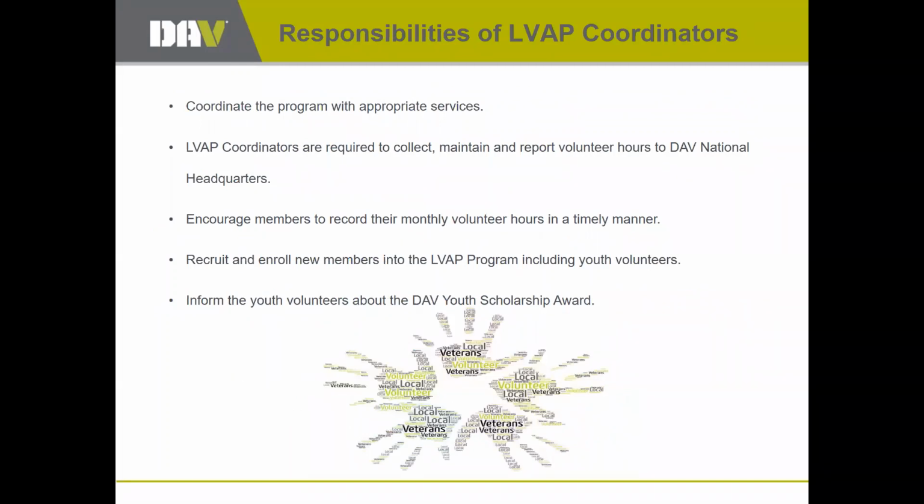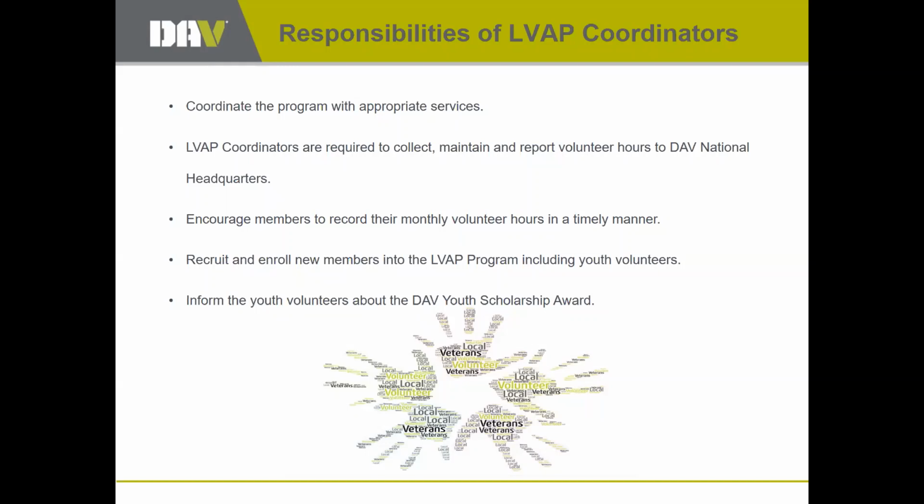So some of your departments may have what we call an LVAP coordinator. That is the person that any chapters report all of their local Veterans Assistance Program hours to, and then those LVAP coordinators report those hours to DAV National Headquarters, back here to Voluntary Services. You should also be encouraging your members to record their monthly hours in a timely manner so you can get them to us in a timely manner. And you should be recruiting and enrolling new members into the LVAP program, including youth volunteers.